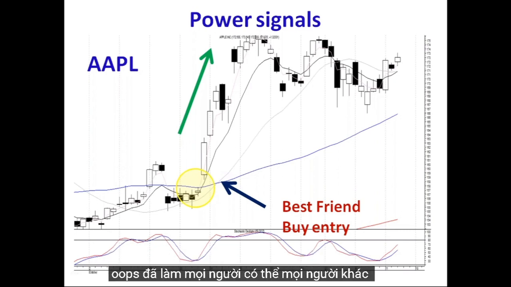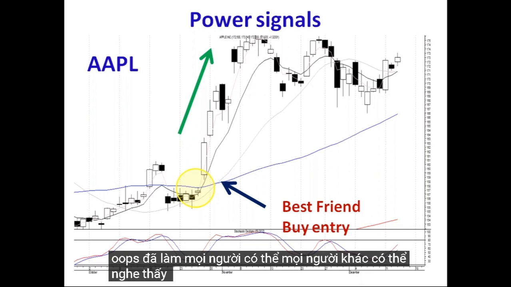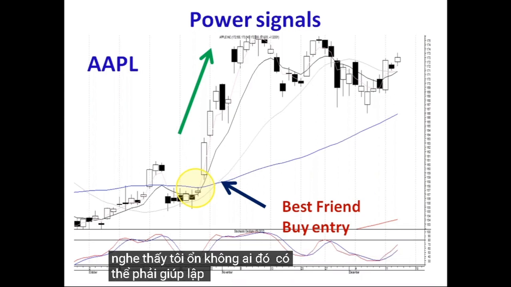Oops, can everybody else hear me? All right. Yeah, somebody might have to help Bill.